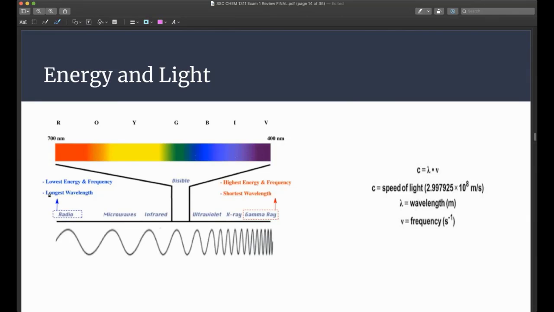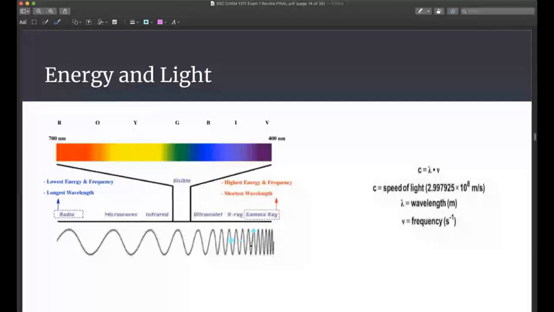So notice how on the left side, if you have the lower energy and frequency, you have the longest wavelength. On the opposite side, you have the highest energy and frequency, but the shorter wavelength. Frequency is defined as how many times a wave passes through a point, and that makes sense here, because if I go from this point and keep going, notice that the distance between crests is shorter. Therefore, the frequency increases because of the shorter wavelength.